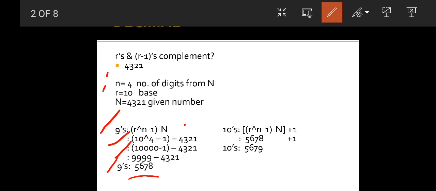And then if you're going to get your radix complement, or your 10's complement, you just have to add 1. So for 5678, the diminished radix complement, added by 1, the result is 5679, which is the result for your radix complement.